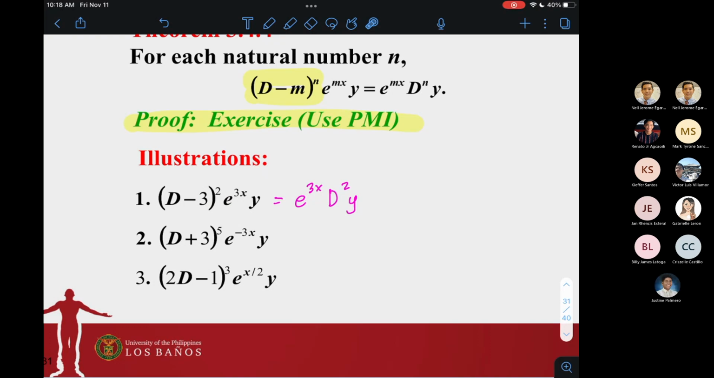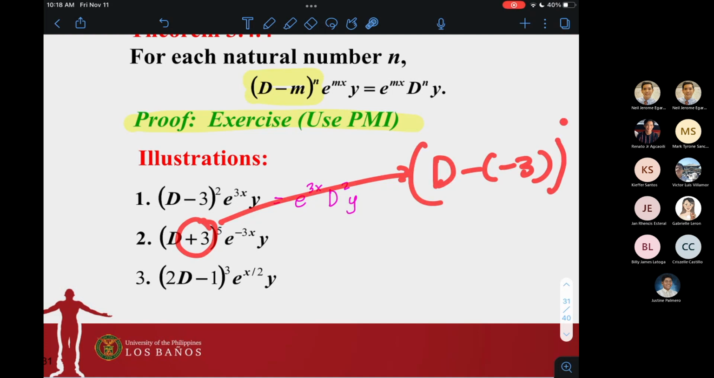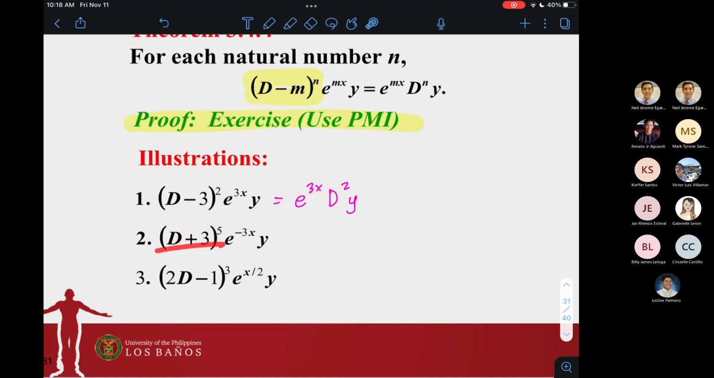Similarly, for example 2, again, here the subtrahend is negative 3 because you need to write it as d minus negative 3 raised to the 5th power. So, ibig sabihin, 5 beses mo i-apply yung operator d plus 3, pero kanino? Kay e to the negative 3x. Yung subtrahend dito ay negative 3. Yung coefficient sa exponent ni e ay negative 3. I-apply ko siya. So, easy peasy. This will just be e to the negative 3x, 5th derivative ni y.